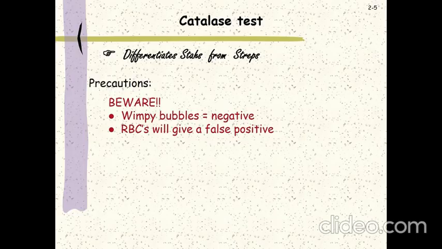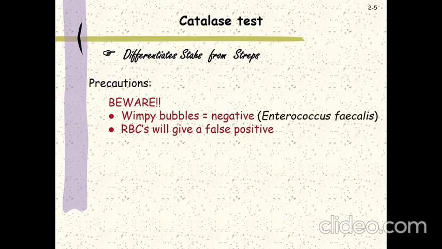A couple of precautions to take note of, and you should already have these in your course packet on page 2-5. Beware of wimpy bubbles, like I just said. Those will be negative. If you're not getting strong, rapid, profuse bubbling, then it's not a true positive. Enterococcus faecalis can cause wimpy bubbles.